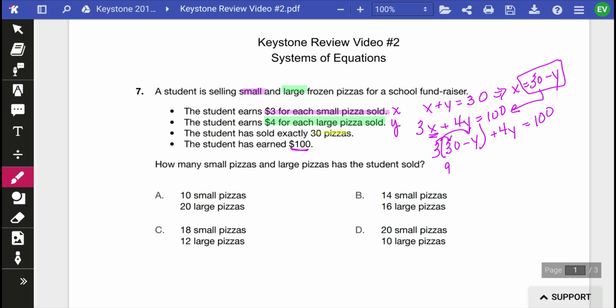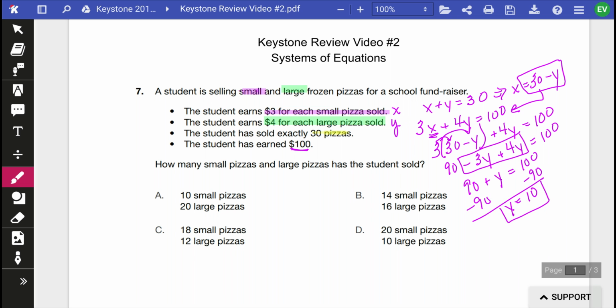So I have 90 minus 3y plus 4y equals 100. Then I'm going to add my like terms together. So 90 plus 1y, or y, equals 100. Subtract 90, so y equals 10. That tells me that my large pizzas, because remember my large pizzas are y, gives me 10 total. The only one of these that gives me 10 large pizzas is selection D.